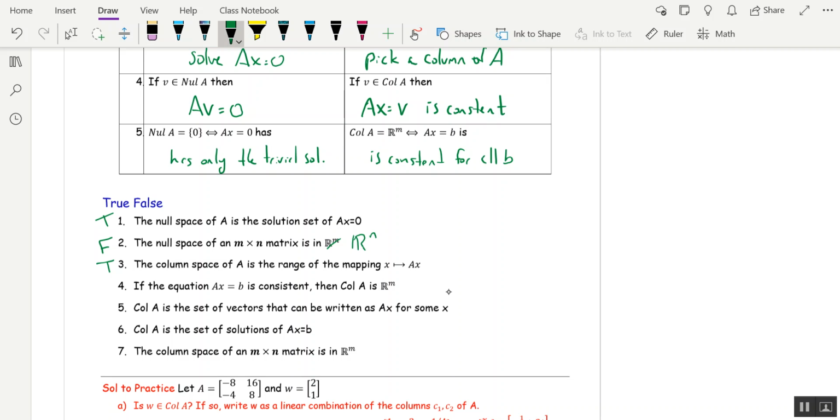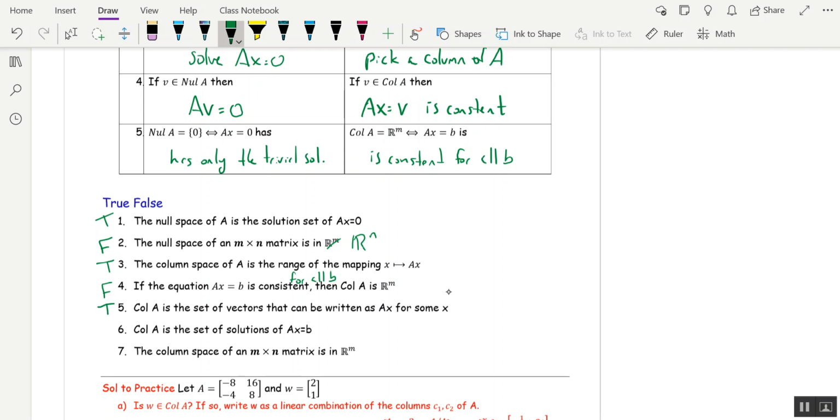If the equation Ax equals b is consistent, then col A is all of Rm. That's false because there's a missing set of words here. It has to be consistent for all b. If it's consistent for all b, then col A would be all of Rm. Col A is the set of vectors that can be written as Ax for some x. That's true.